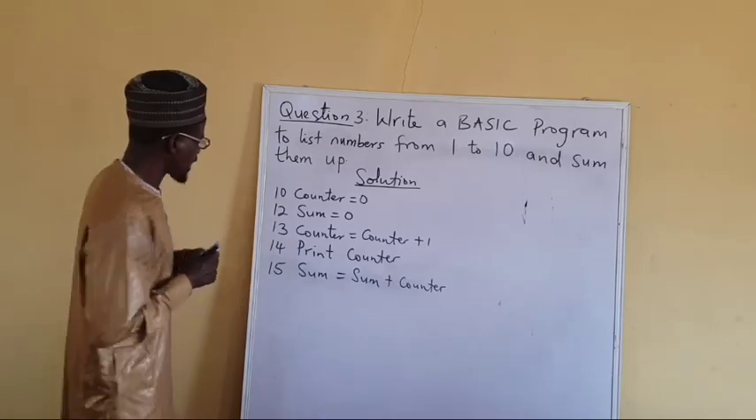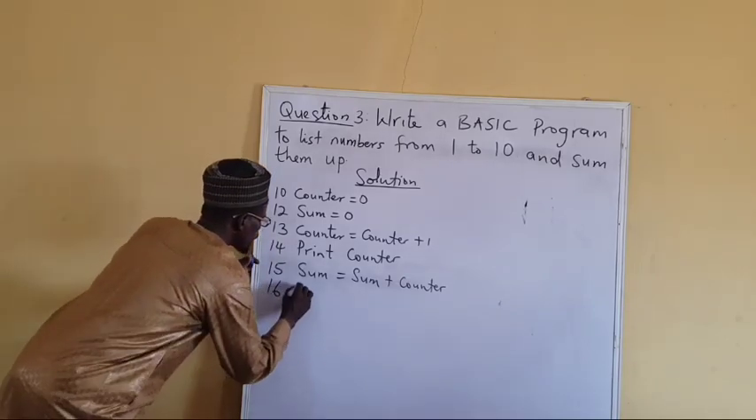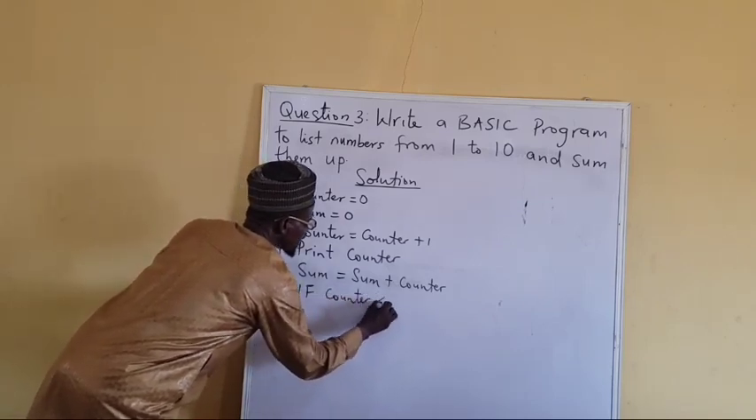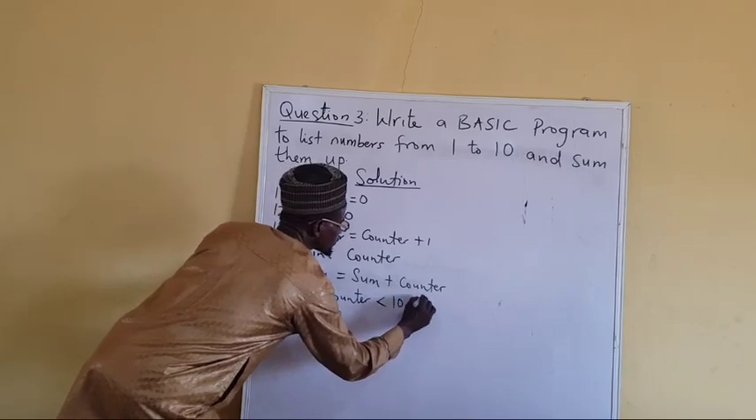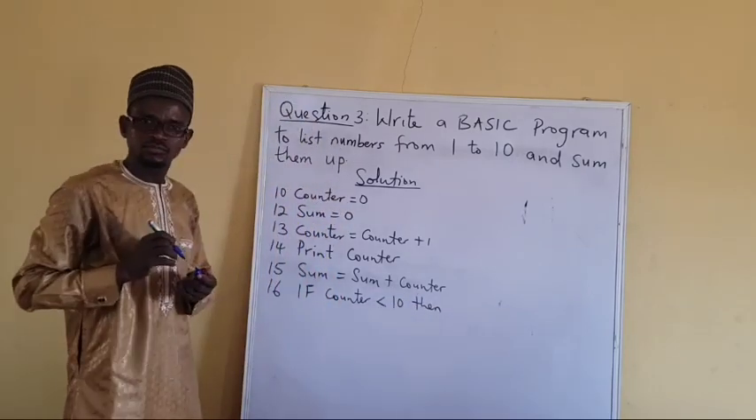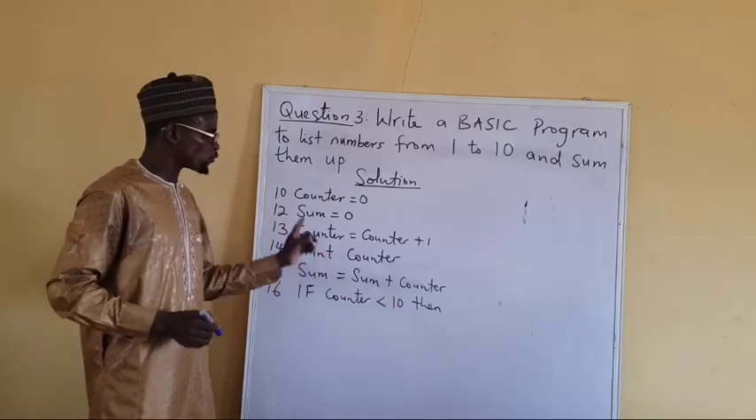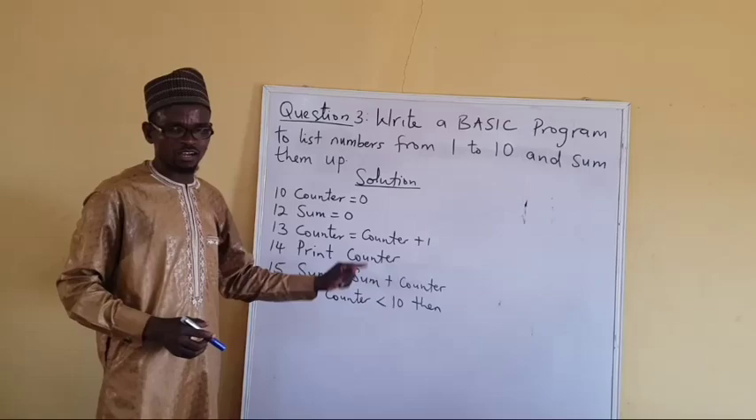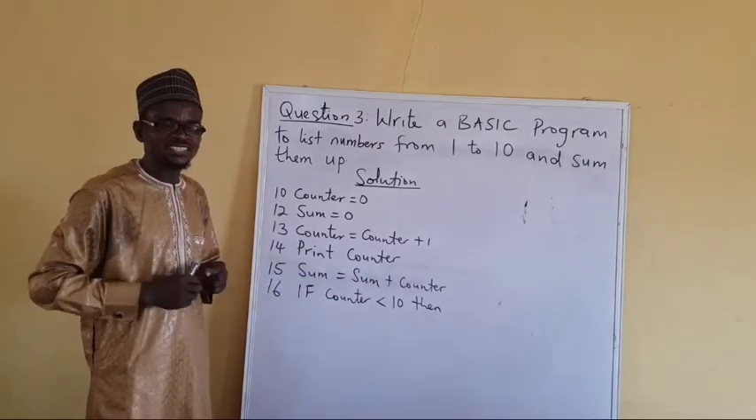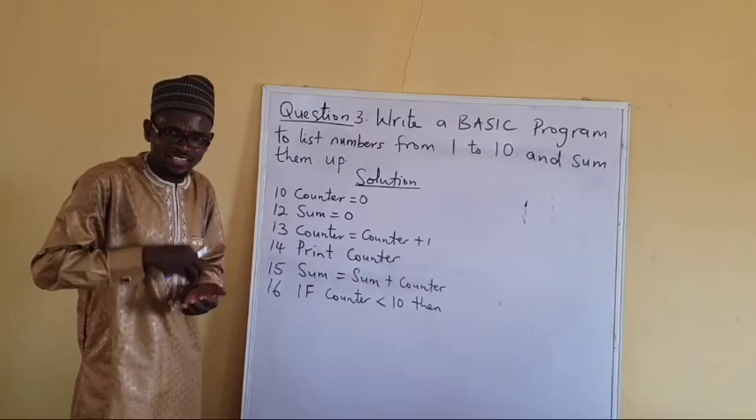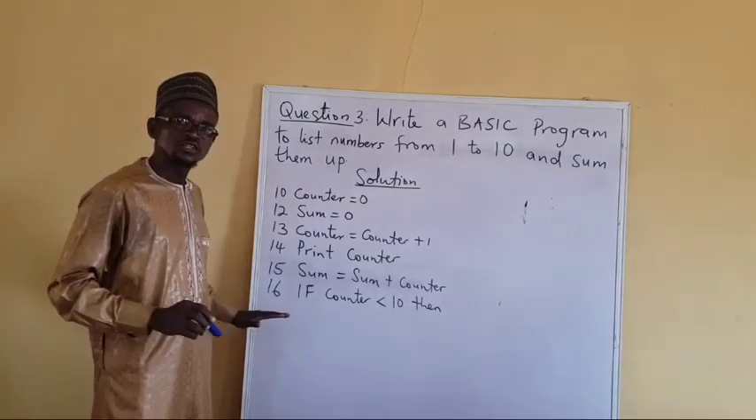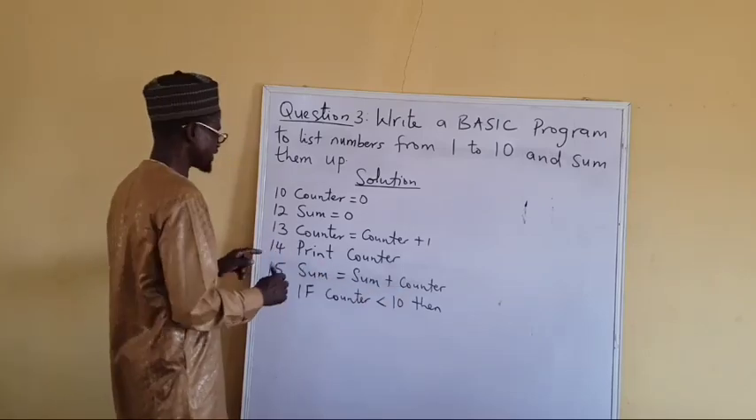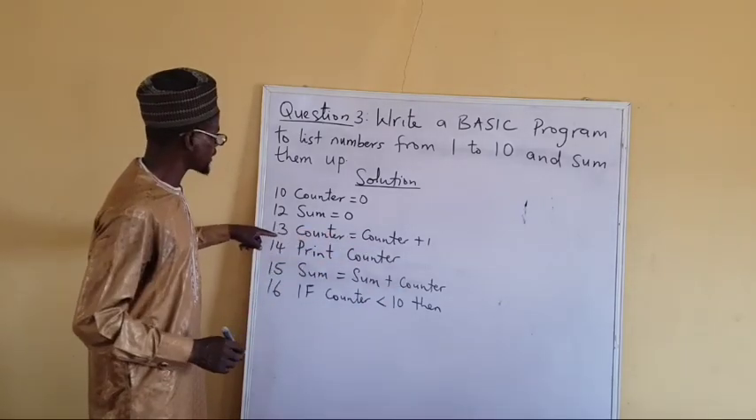So in this case, we can write 16, if counter is less than 10, then. If counter is less than 10, don't forget the counter is increasing, right? So now we want to increment the counter based on a condition. That is, if that counter is less than 10, it means we have to add 1 to it. So that is what this statement will do for us now. If counter is less than 10, then what statement number line? 13, right?